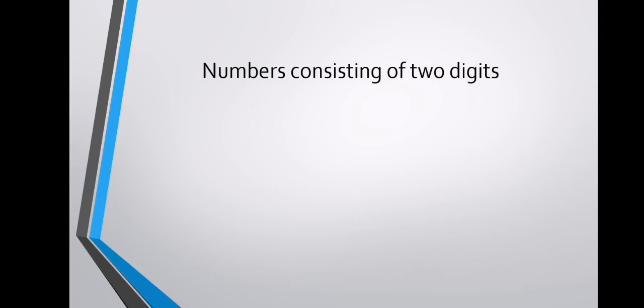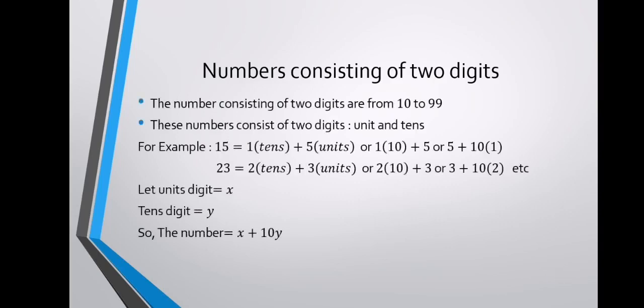Now before solving the next sum, we will first discuss the numbers consisting of 2 digits. Now, which are the numbers consisting of 2 digits? Obviously, the numbers starting from 10 to 99 are the numbers consisting of 2 digits. First, we have written which numbers are the numbers consisting of 2 digits. The numbers from 10 to 99 consist of 2 digits.